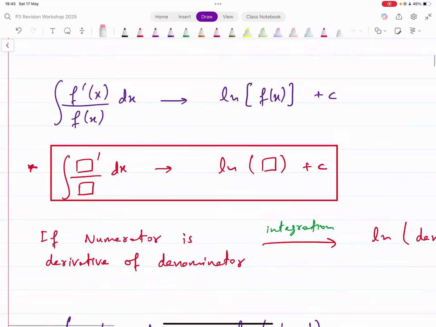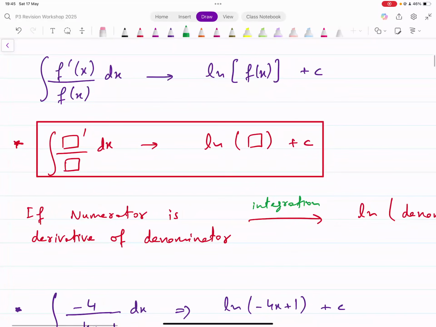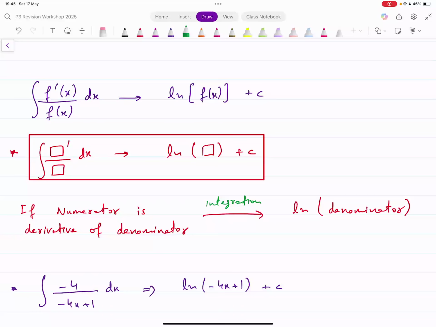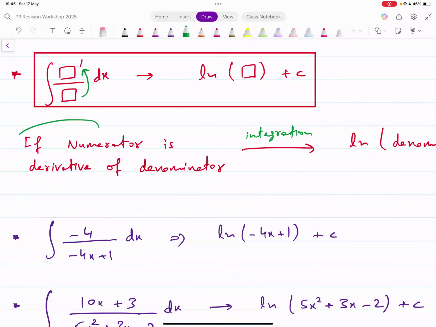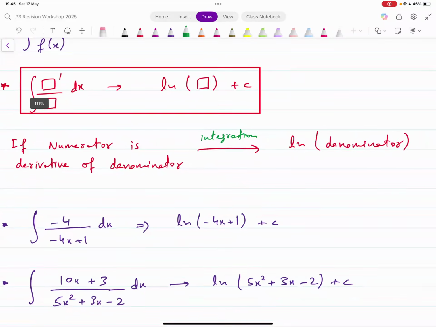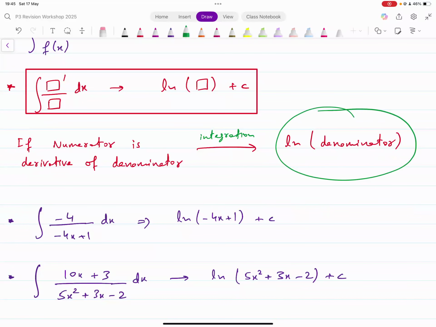whenever you have an expression like this, in the formula sheet, it says something like this: f dash of x divided by f of x integrates to ln of f of x. In simple terms, what that means is, if the numerator is the derivative of the denominator, the integration of that fraction is log of the denominator. It's ln of the denominator. That's the rule. We call this the ln rule.